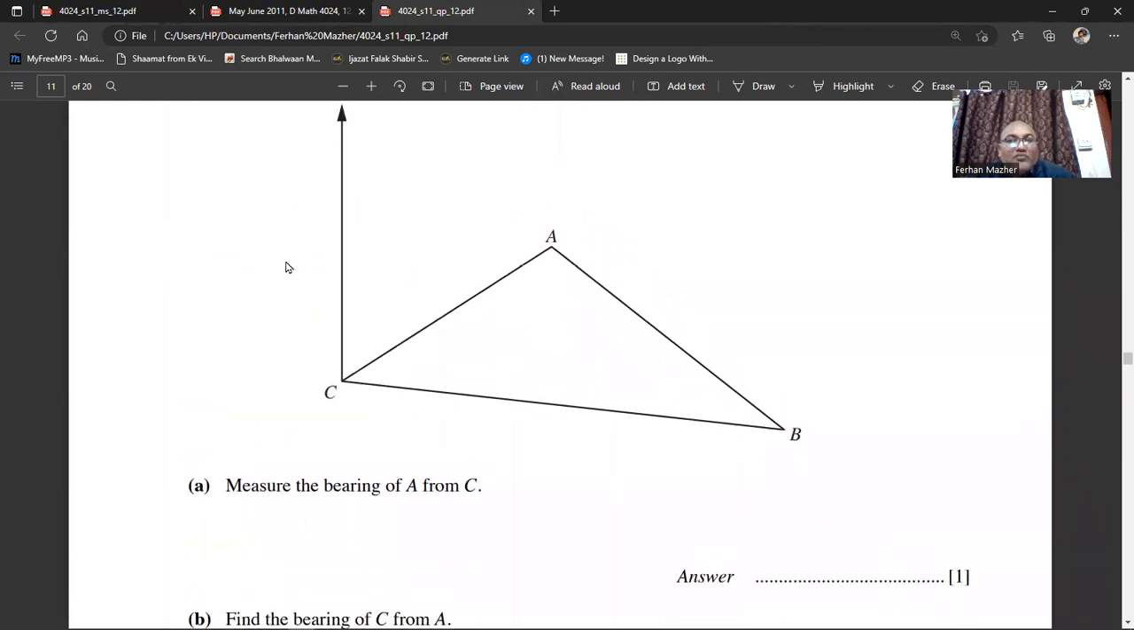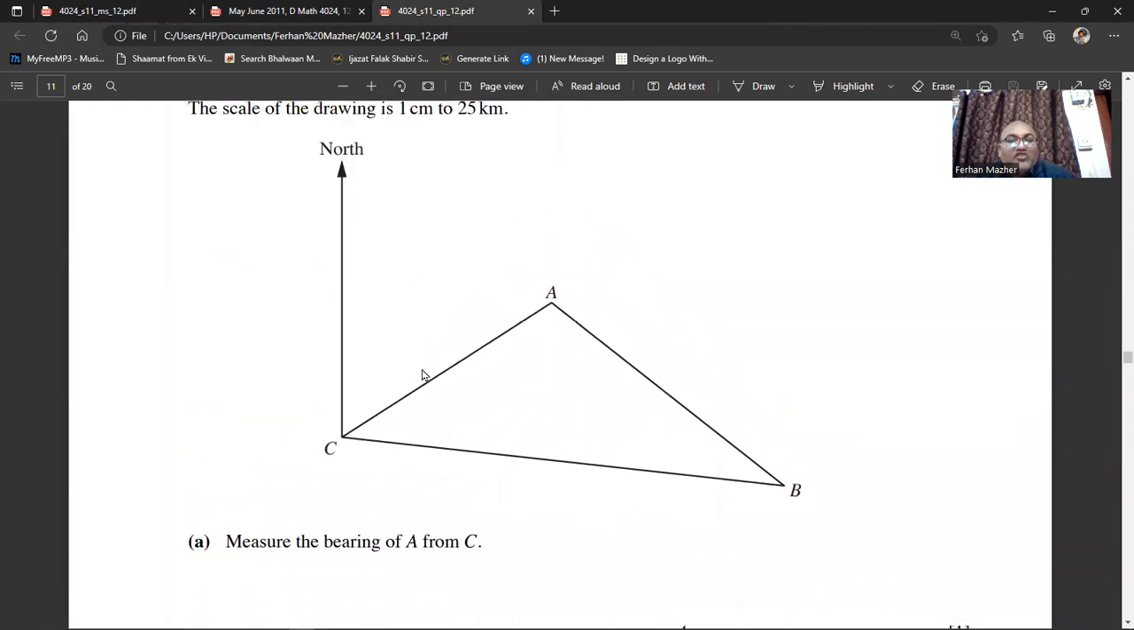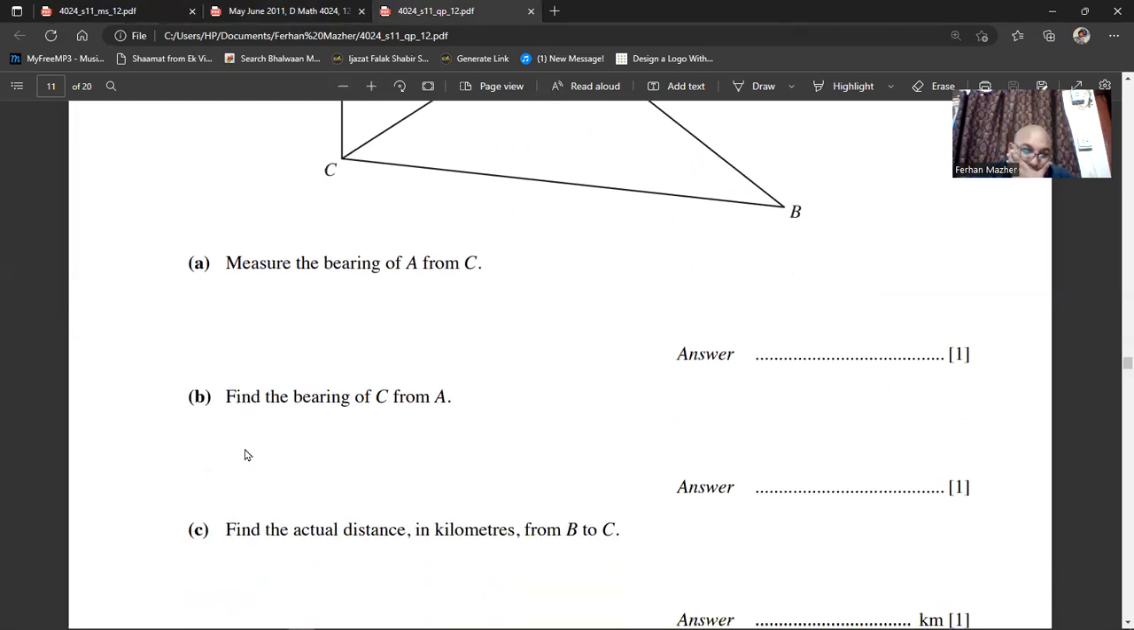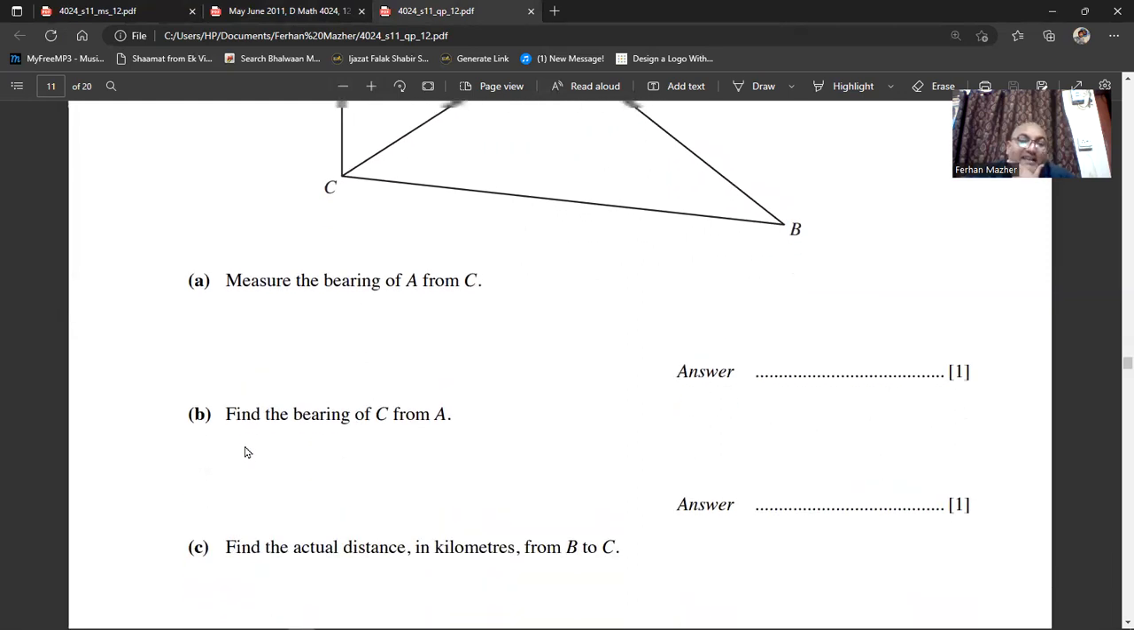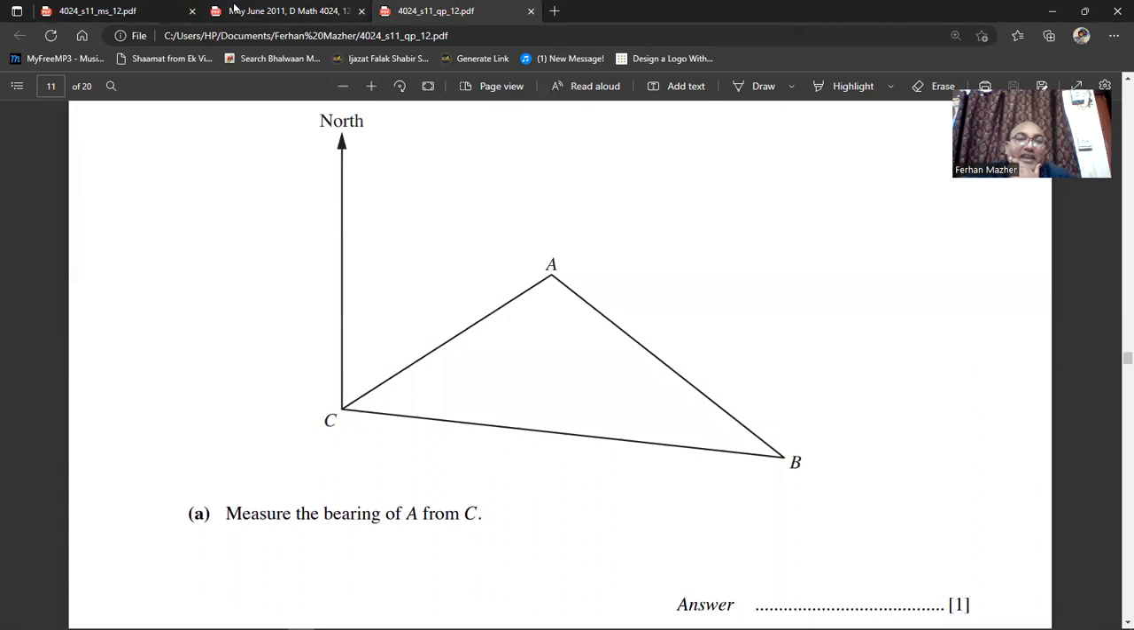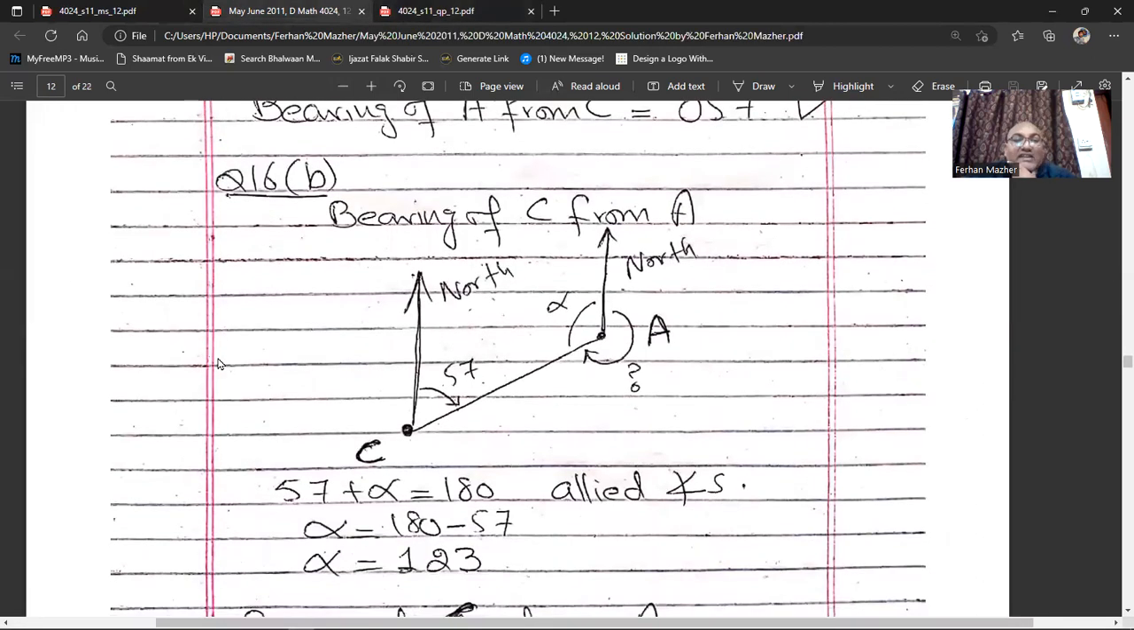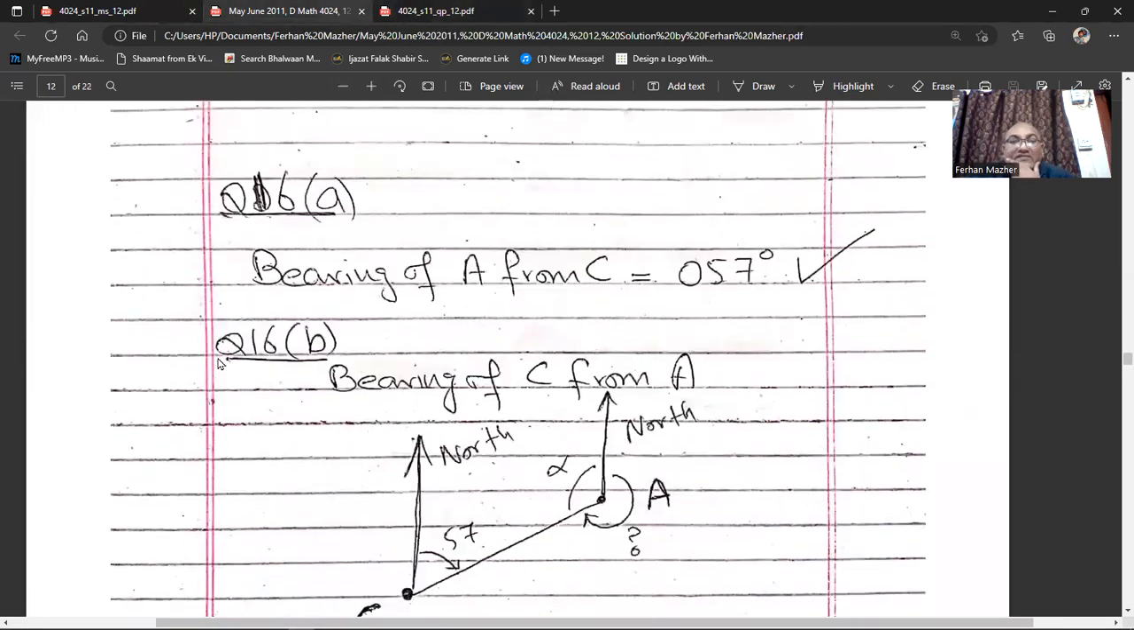So you have to measure the bearing of A from C. So you have to measure this angle, okay? From this north clockwise, come here. Put the crosshair of the set square protractor here, and measure this angle. Find the bearing of C from A. You see the bearing of A from C is 57.